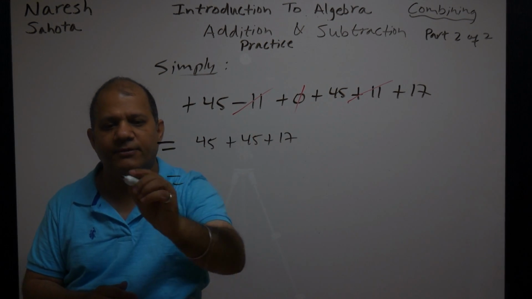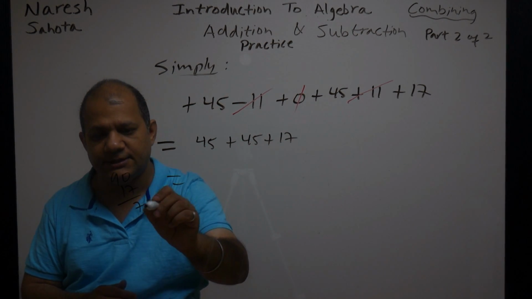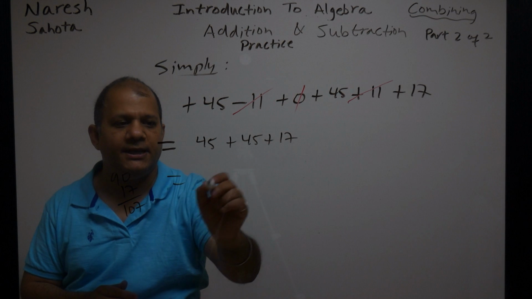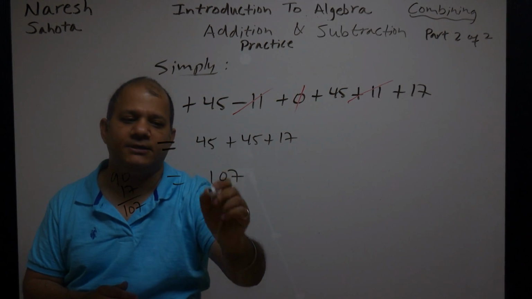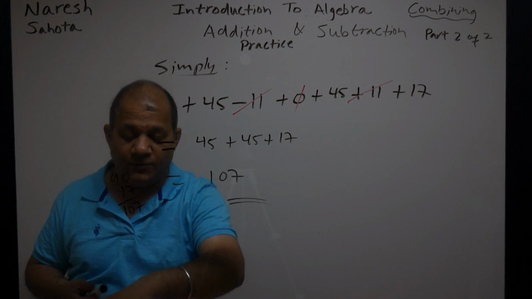45 plus 45 is 90. 90 plus 17, so 0 plus 7 is 7. 9 plus 1 is 10. So it's 107, and it's positive, and that's the final answer.